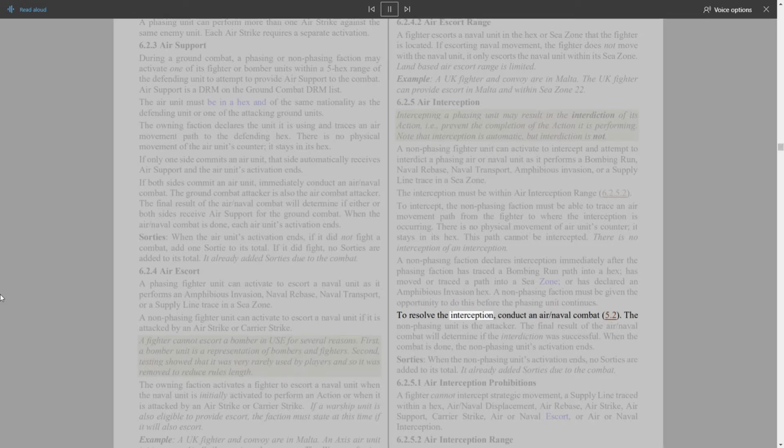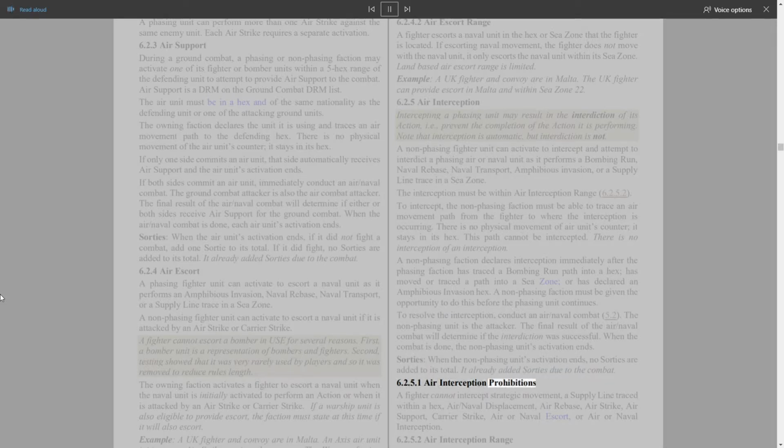To resolve the interception, conduct an aired naval combat of 5.2. The non-phasing unit is the attacker. The final result of the aired naval combat will determine if the interdiction was successful. When the combat is done, the non-phasing unit's activation ends. Sorties: when the non-phasing unit's activation ends, no sorties are added to its total. It already added sorties due to the combat.